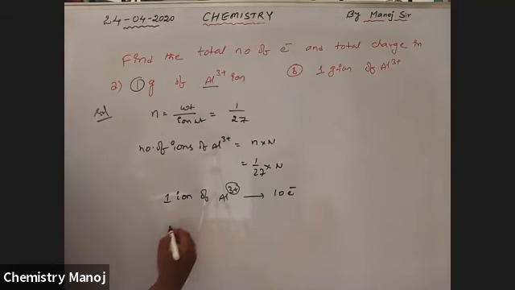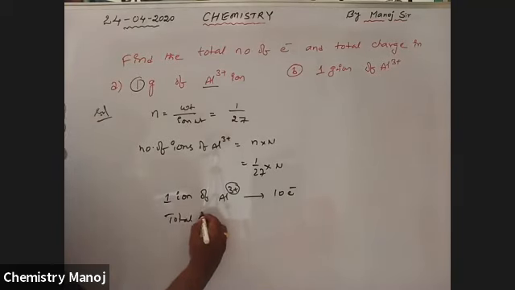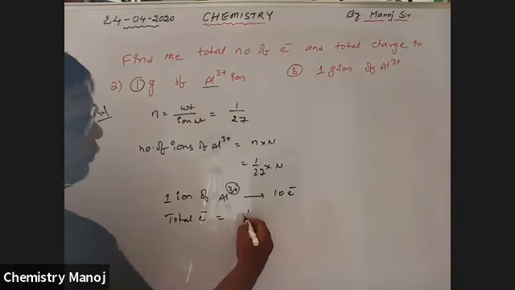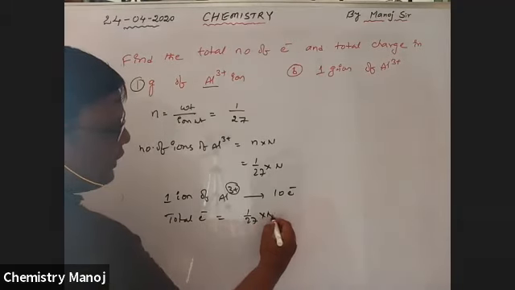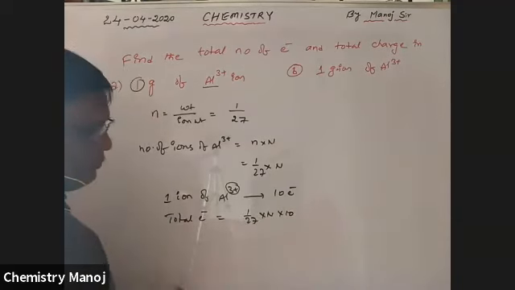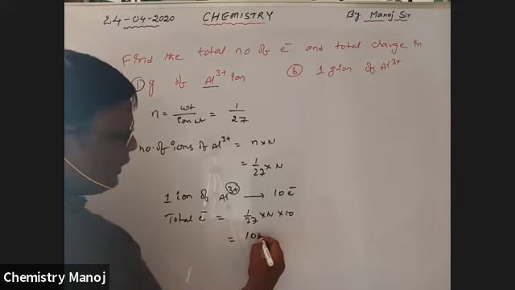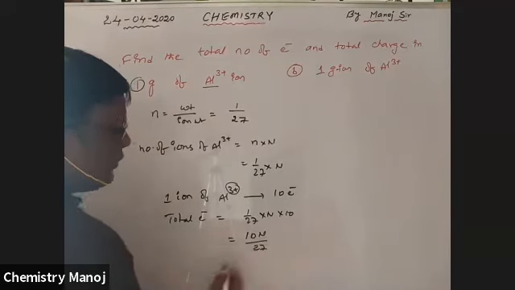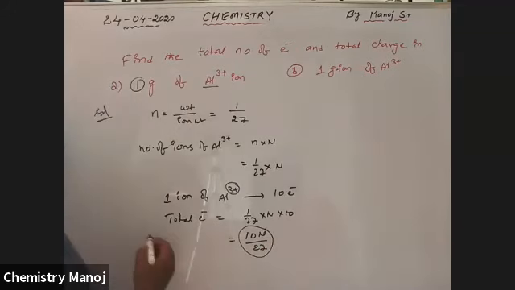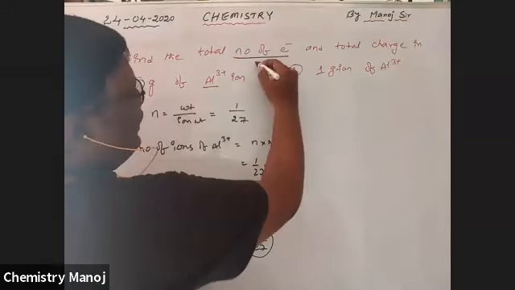So now the total electrons is equal to 1 by 27 into n into 10, that is equal to 10n by 27. This is the total number of electrons. The answer 5 by 13 Faraday is wrong. Okay, so this is the first part, the number of electrons I counted here.